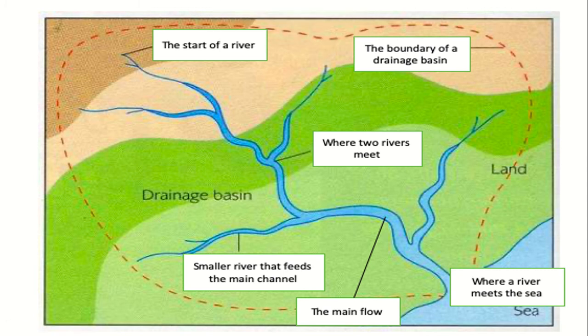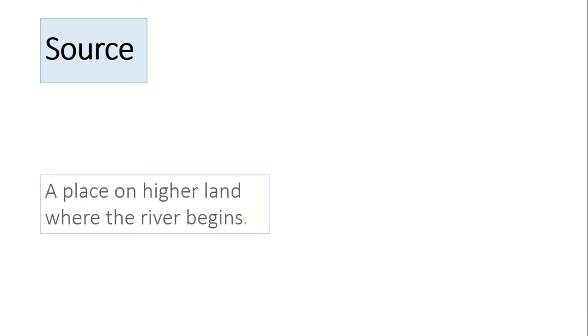And essentially, all those words are going to be the key terms we look at today. So when we go back to this, you should be able to identify it quite easily. So without further ado, we'll start off with our first key term, and that is the source of the river.